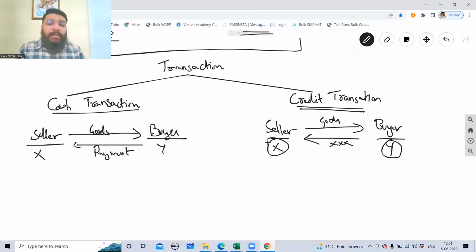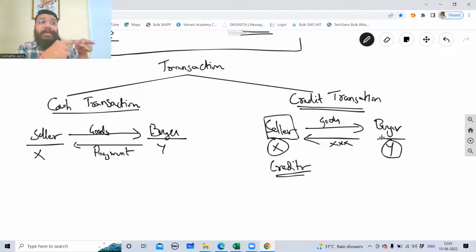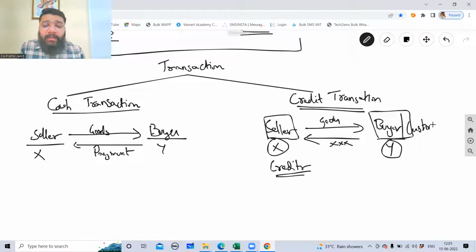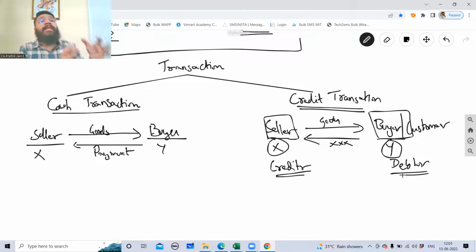In this case, what happens? The seller will become, can I say, a creditor from the buyer's point of view, because the buyer has to make the payment to the creditor. So from the buyer's point of view, can I say the seller is a creditor? And from the seller's point of view, this buyer is nothing but a customer, correct? From the seller's point of view, the buyer is a customer. From a customer, if you have to receive any money, that person is called a debtor. Now, your bills of exchange come into the picture not from a cash transaction. It comes into the picture by virtue of a credit transaction.